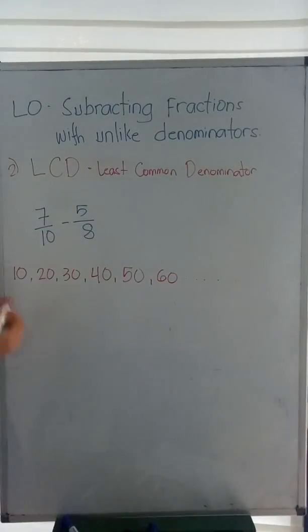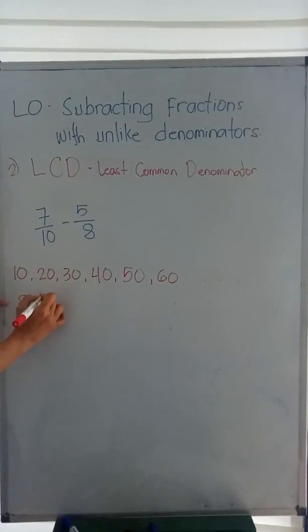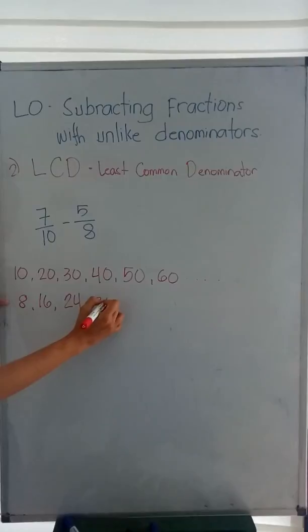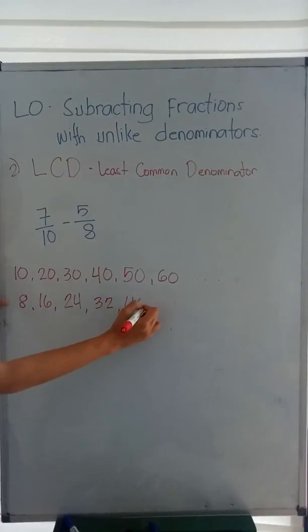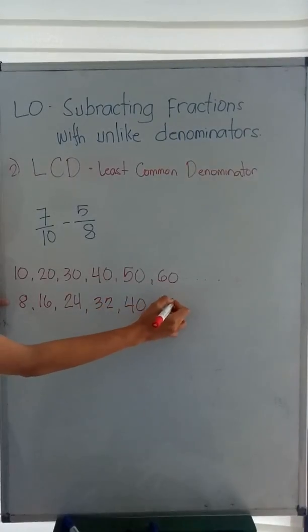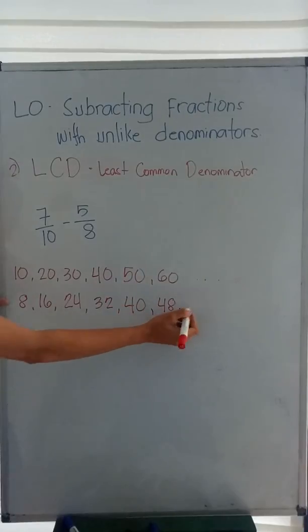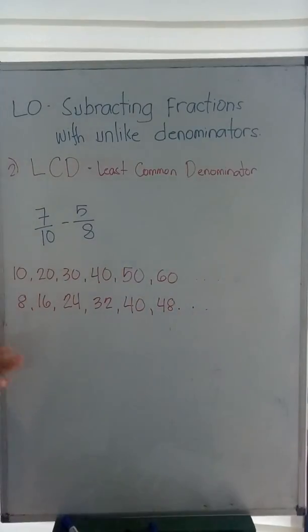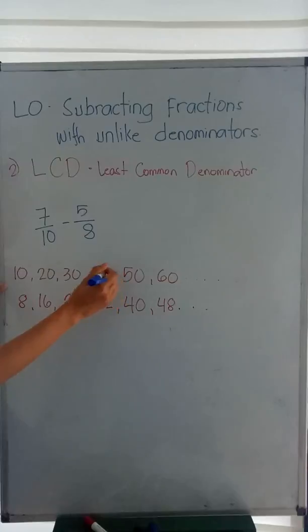Now we'll use 8. What are the multiples of 8? So use your times table again. 8, 16, 24, 32, 40, 48. And then you have to stop. You can check, and so on, of course. You can check what's the common number 10 has with 8. So you can check. We have the common number 40 here.